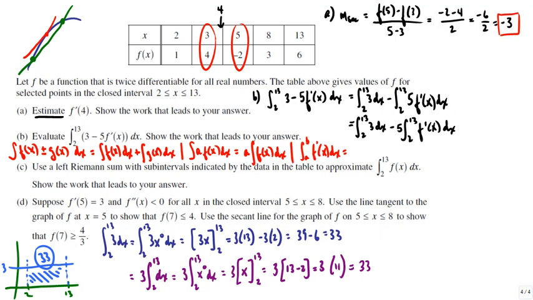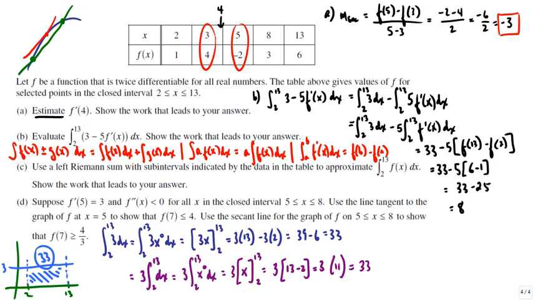the integral from a to b of f prime of x dx is just f of b minus f of a. So here we have 5 times f of 13 minus f of 2, which from the table is 6 and 1, and we end up with 8.